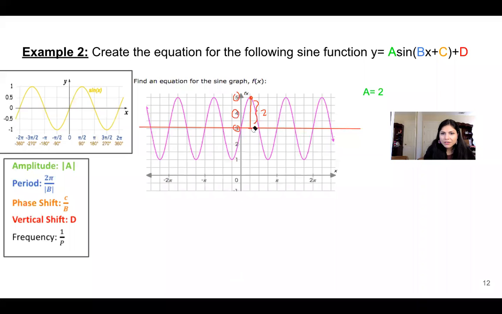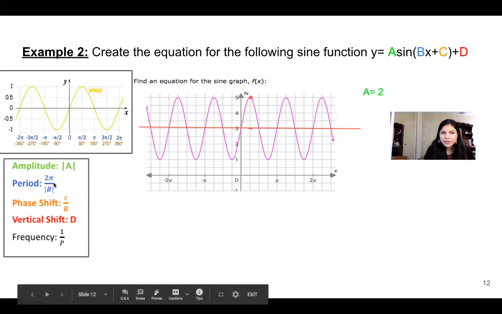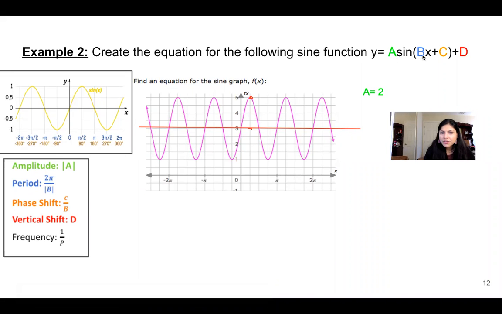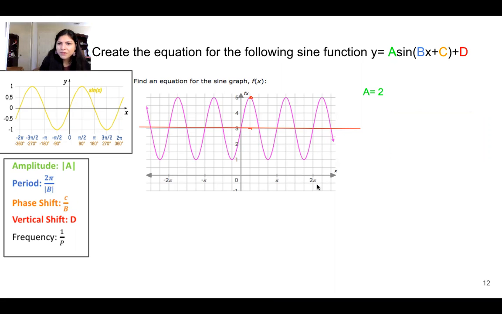And go ahead and clear this up. So that was how I found amplitude. I think I'll keep my midline there. Now let's move on to finding the B term. I found A, let's move on to B. Usually when finding the B term, I use this period formula. So the period of a function is equal to 2 pi divided by the absolute value of B. Remember, y'all, absolute value just makes whatever number you have positive.